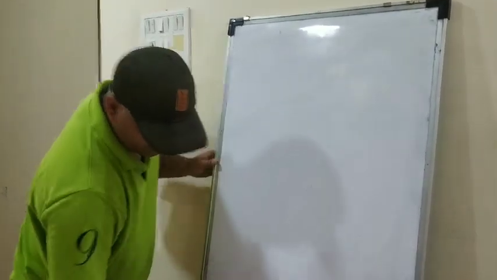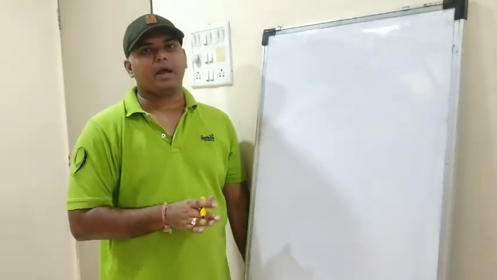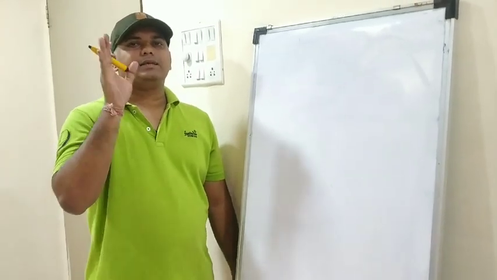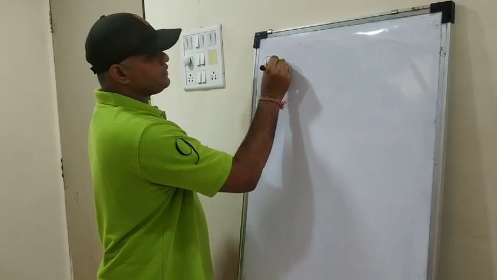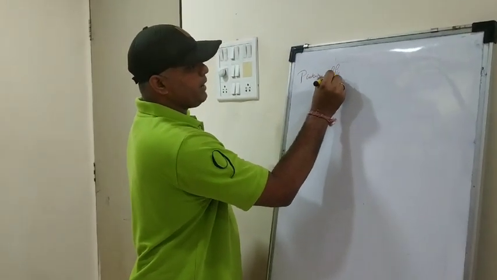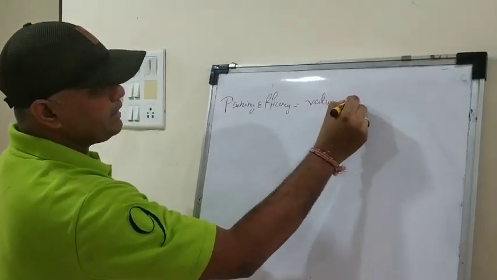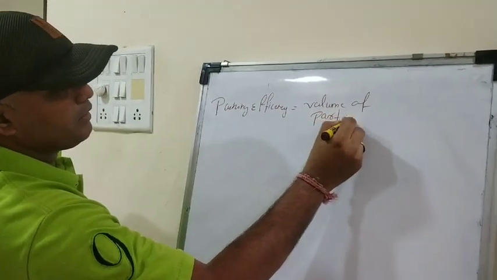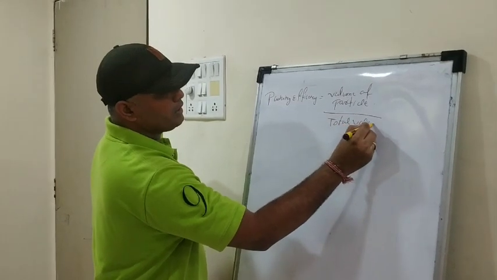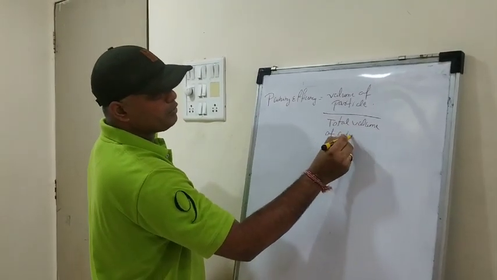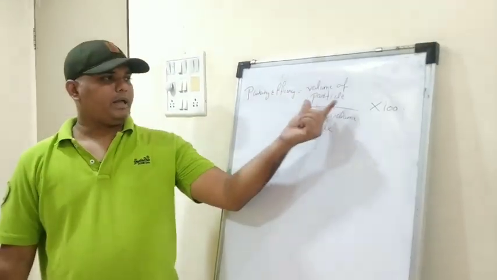So I told you what is the packing efficiency. Packing efficiency is nothing but the total amount of space occupied by the constituent particle is said to be the packing efficiency, right? So here I will write down the formula for the packing efficiency. Packing efficiency is equal to volume of a particle divided by total volume of cube into 100, right? So this is a very simple formula. Volume of a particle divided by the volume of a cube.